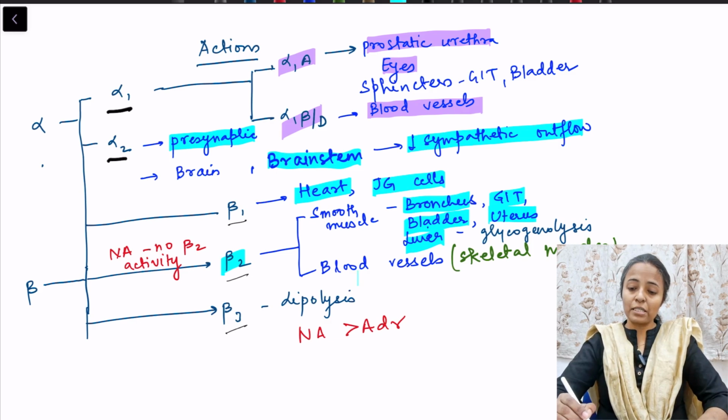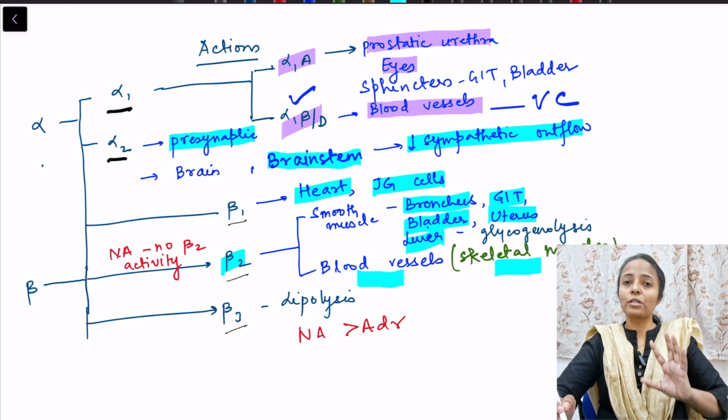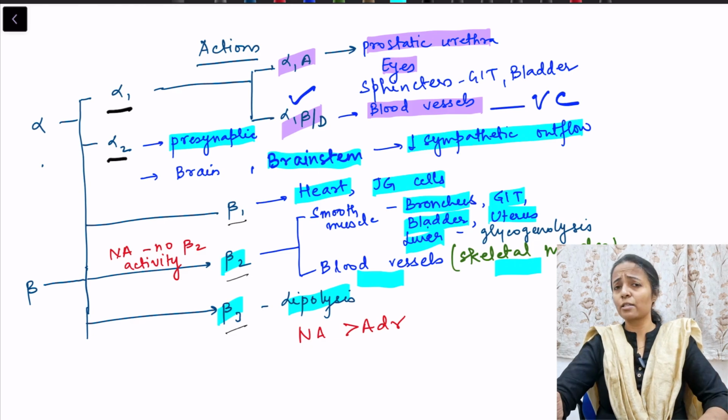They are present in blood vessels as well, especially in skeletal muscles. See, in most of the blood vessels it is alpha 1 receptors that cause vasoconstriction. Except for the ones present on the blood vessels of skeletal muscles, which cause vasodilation. Okay, then we have the beta 3 receptors which cause lipolysis. No other function of beta 3 receptors had been found. However, recently we have found that these beta 3 receptors are also present on the urinary bladder. So stimulation of these receptors, just like that of the beta 2 receptors, causes relaxation of the detrusor muscle.